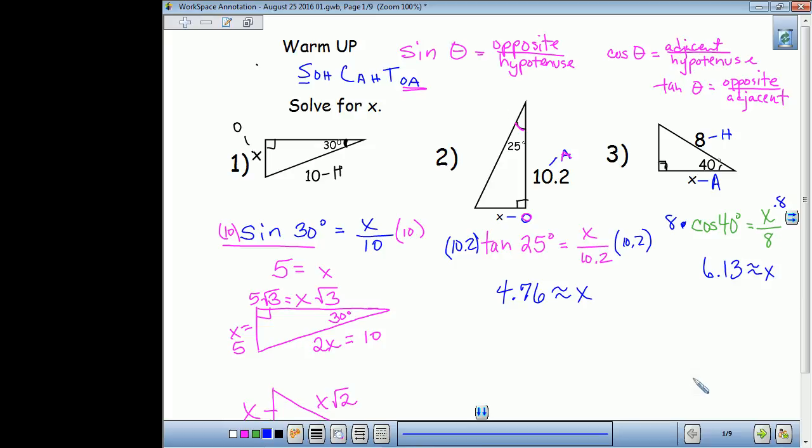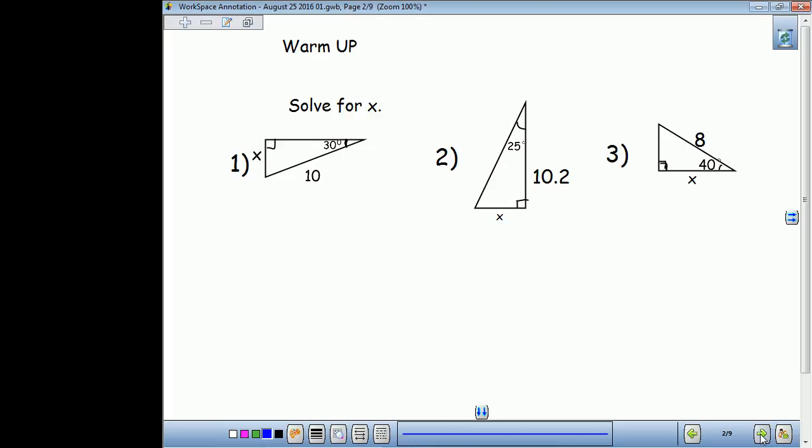Now, when can we use the Pythagorean theorem? Because I didn't try that on any of these. What do we need? We need 2 sides. So if we have 2 of the sides, we can use the Pythagorean theorem.